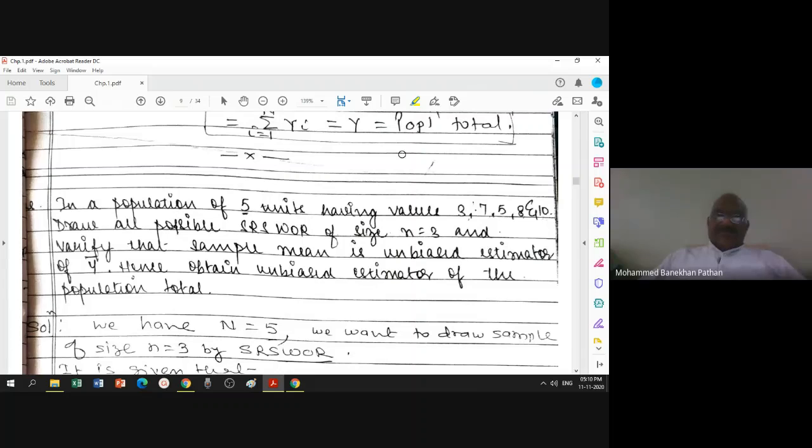Okay, in the last lecture we saw the unbiased estimator of population mean as well as population total under simple random sampling with replacement as well as simple random sampling without replacement. Today we'll try to verify these results with a numerical example.